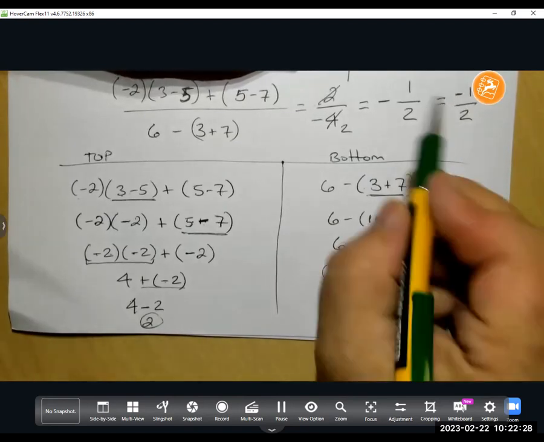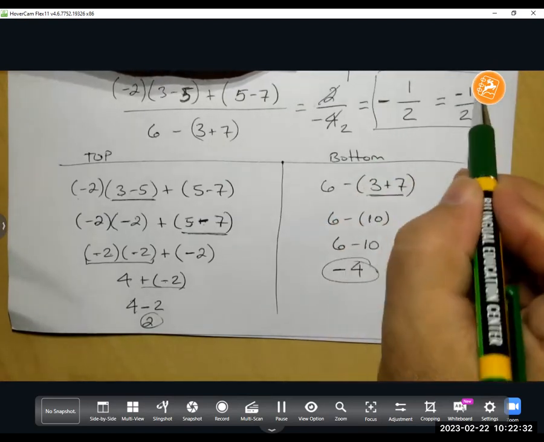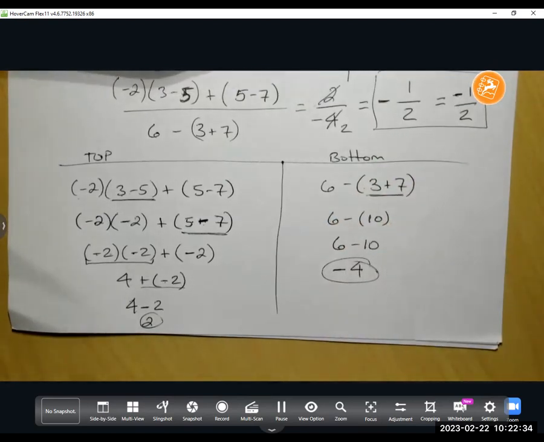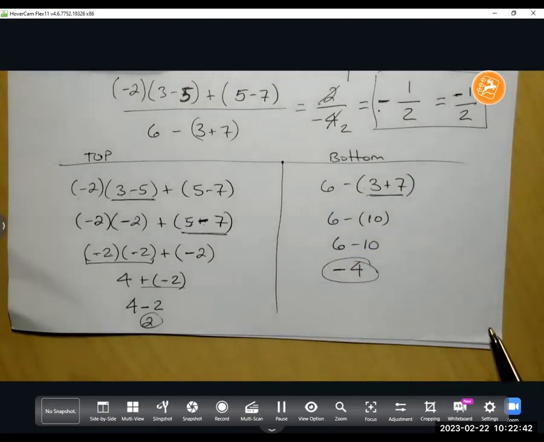I can write the answer either way. Either put the negative in front or put it with the top number, never with the bottom number. It is negative. The final answer is negative.